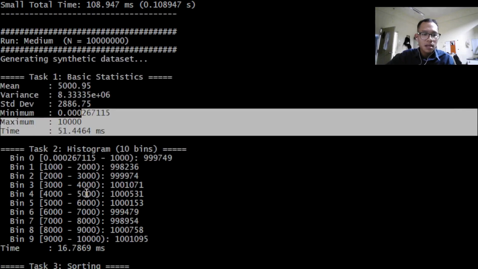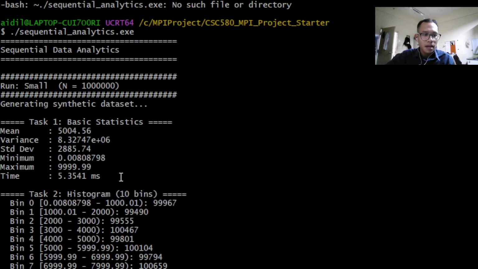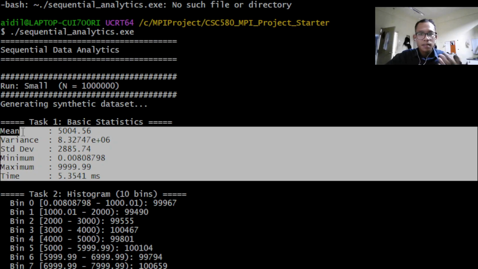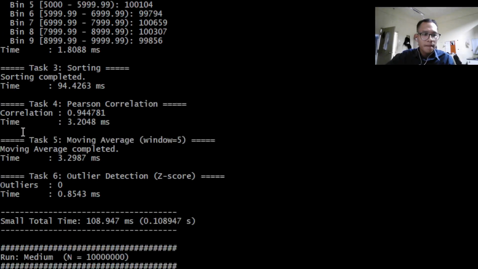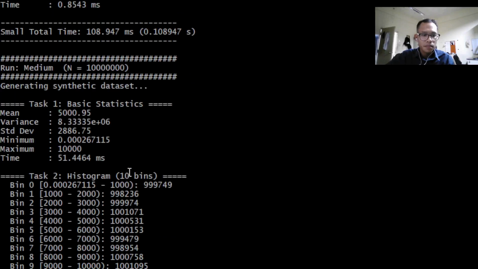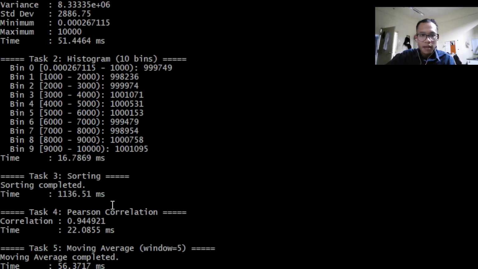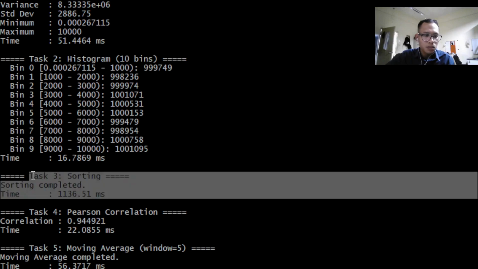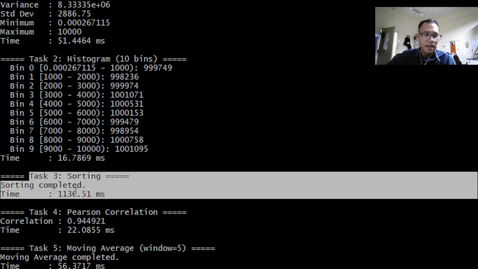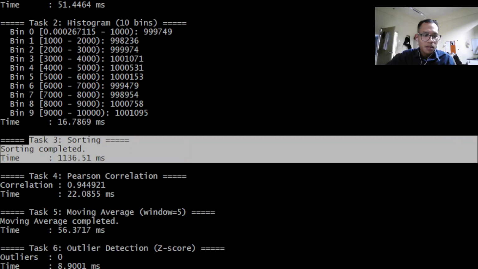Moving on to the medium size data consisting of 10 million data, it took 51.4 milliseconds to perform the basic statistics. This is 10 times longer than for small size data, because the dataset generated is also 10 times larger. Here we can see that sorting remains one of the longest tasks performed by the sequential processing. Again, no outlier detected. The total time for the medium-sized data is 1,292 milliseconds.